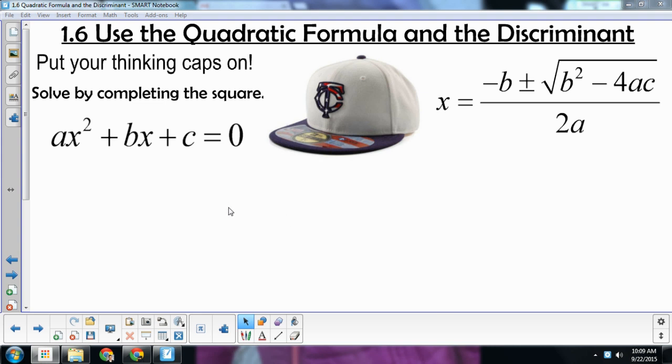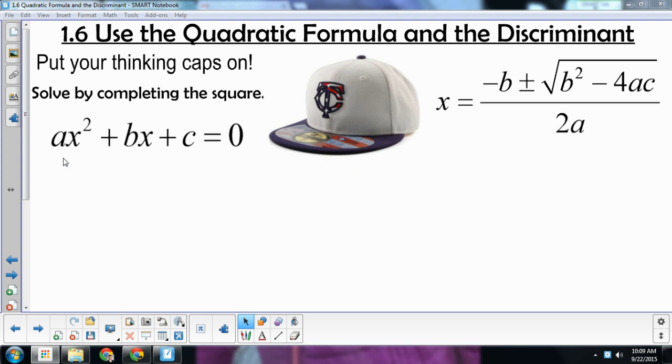Algebra 2 students, in our new lesson we're going to be learning how to use the quadratic formula to solve quadratic equations. Before we can do that, I'm going to show you where the quadratic formula comes from. So here on the right hand side of the screen is the quadratic formula.